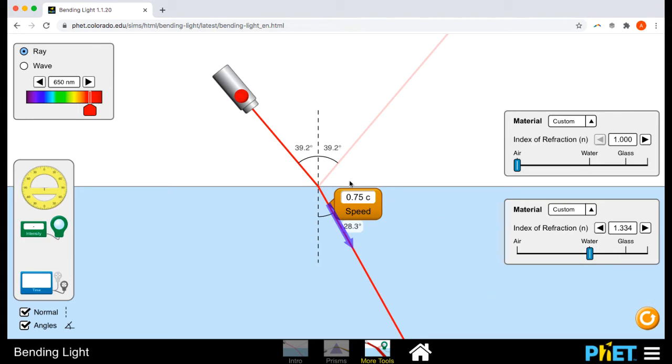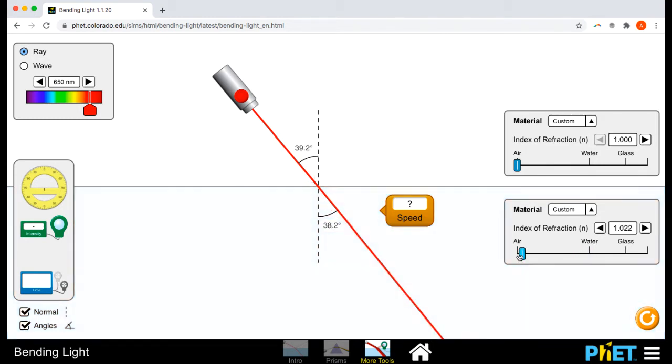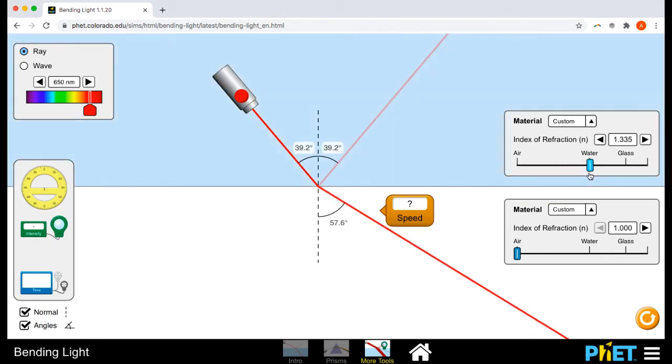And so when we move from a faster medium to a slower medium, notice that this angle down here, 28.3 degrees, is less than this angle. So we have light that is bending towards the normal, meaning this angle is smaller than the angle of incidence. We'll call this the angle of refraction. In contrast, if I reverse that and I go from water into air, now I've got a slower speed up here compared to down here, and now notice that light is bending away from the normal, that this is a bigger angle from the normal than this is.